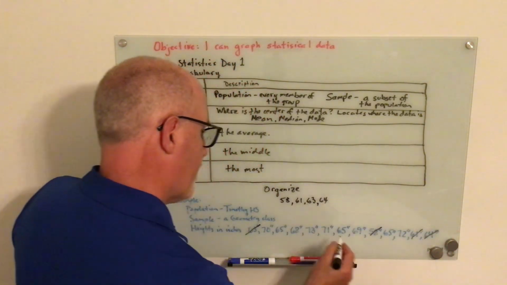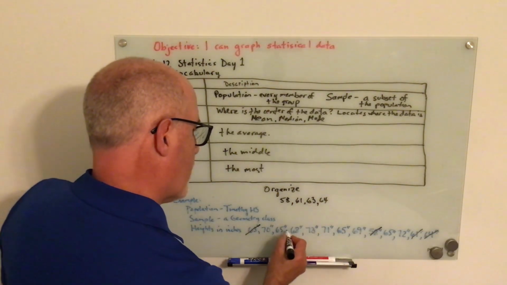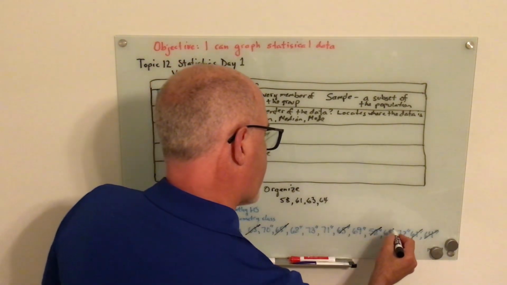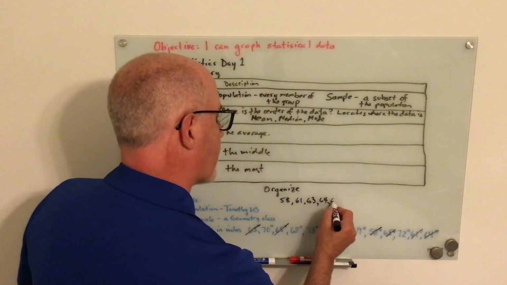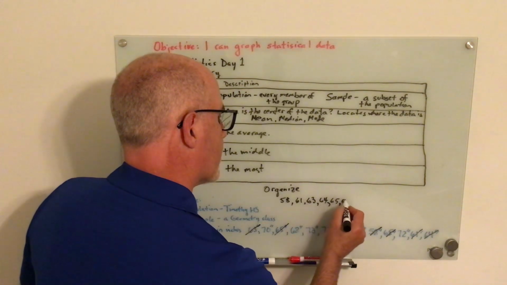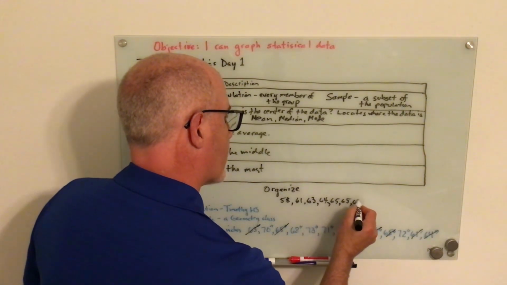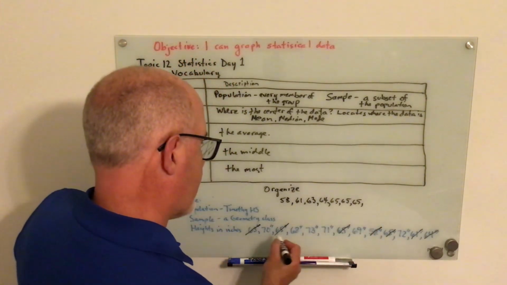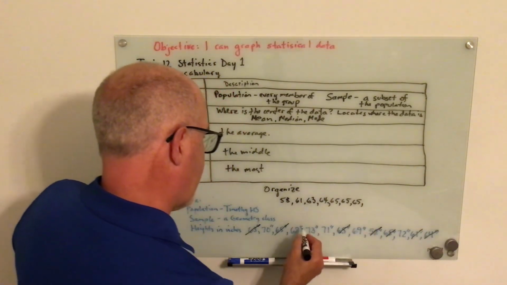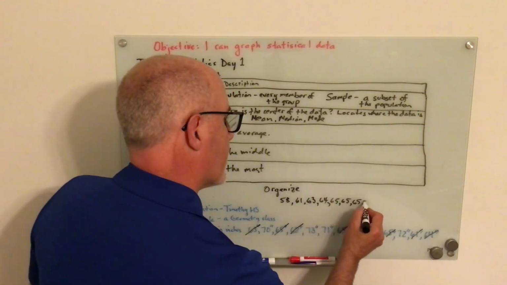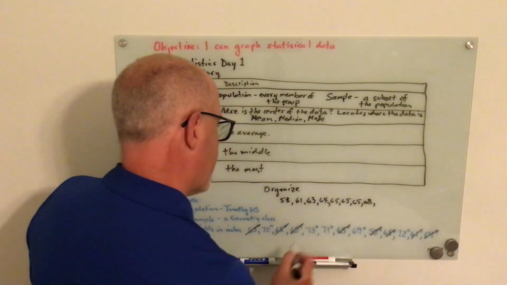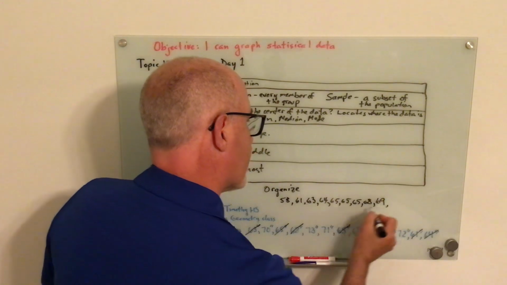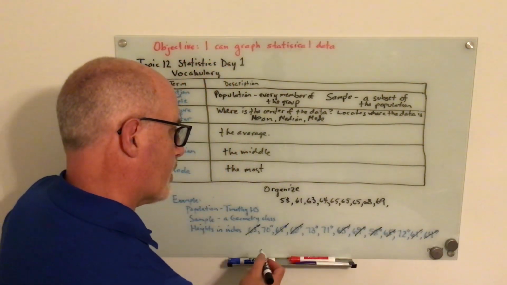Cross that one off. I've got several 65s, so I got 1, 2, and 3 65s, so I'm going to list those. So 3 of those. Okay, and then let's see, next, looks like 68 is my next one. Then I've got 69. And next one is 70.